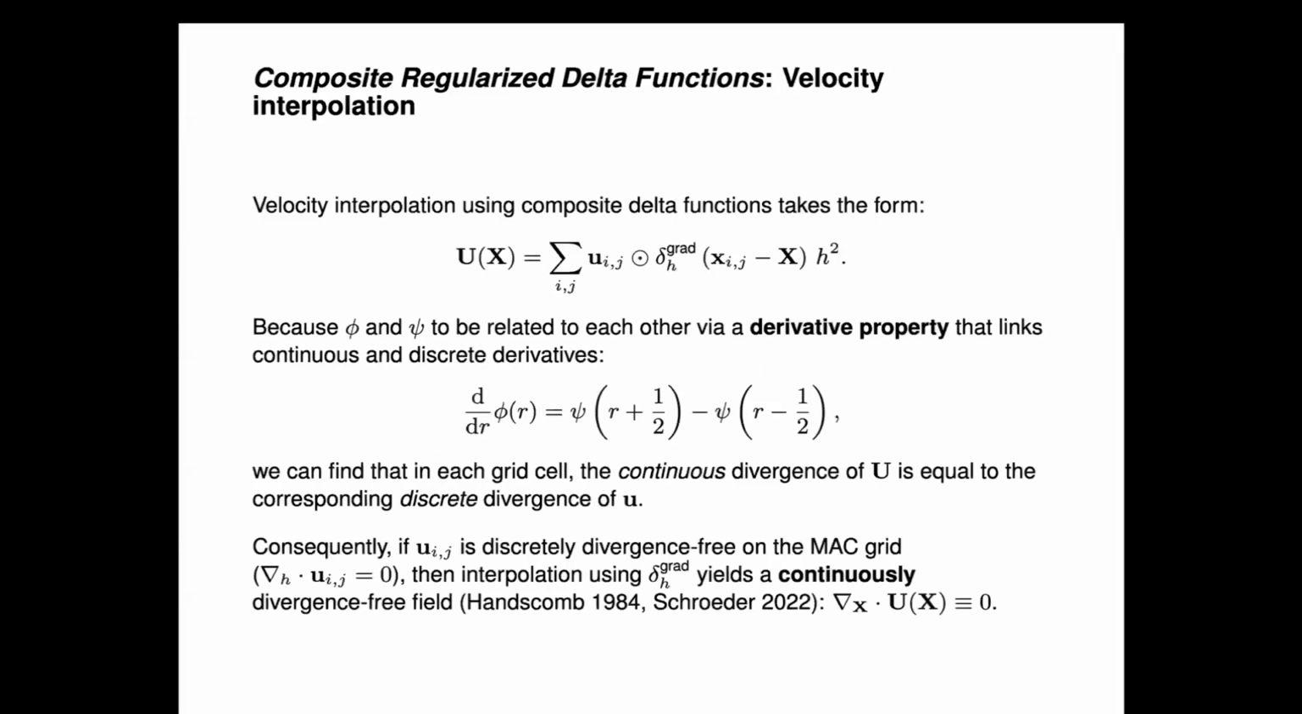Okay. And then you do the same thing in reverse to interpolate velocities. We're going to use this kind of Hadamard product to use a different delta function in some sense in the x and the y directions to go from velocities on the grid to velocities on the boundary. And because the functions are related to each other through this derivative property, you can show that the analytical derivative of this guy is 0.